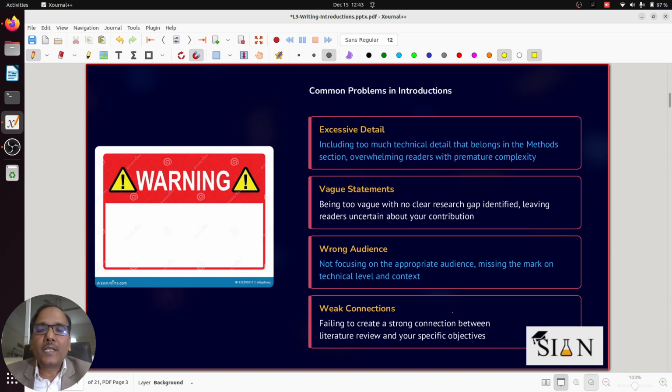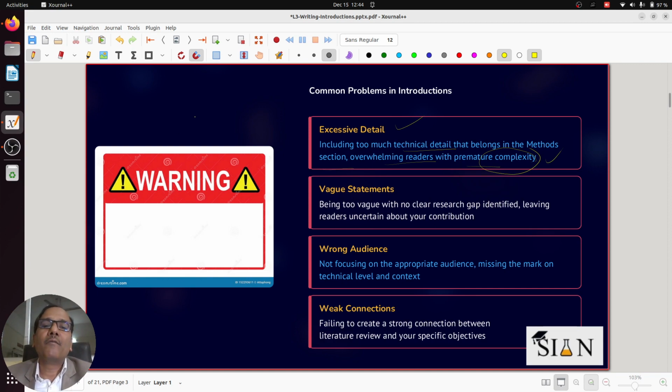Now, some common problems in the introduction. The first one is excessive detail: including too much technical detail that belongs in the methods section, overwhelming readers with premature complexity. I also mentioned these common problems in articles in previous lectures. I want to remind you of the things which are very important while writing a research article. That's why I'm repeating them in this lecture, and I will also give some glimpses in forthcoming lectures.